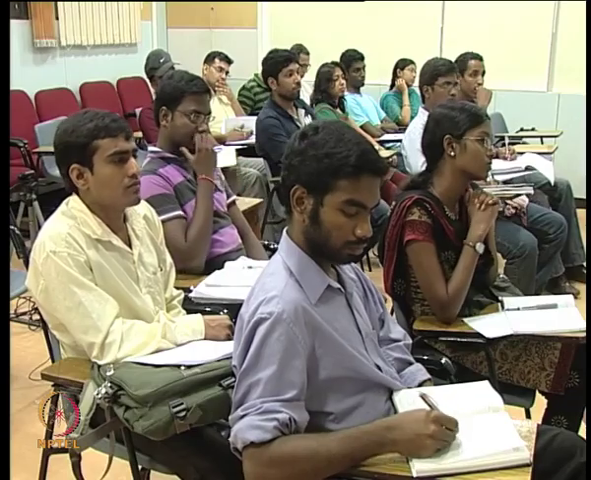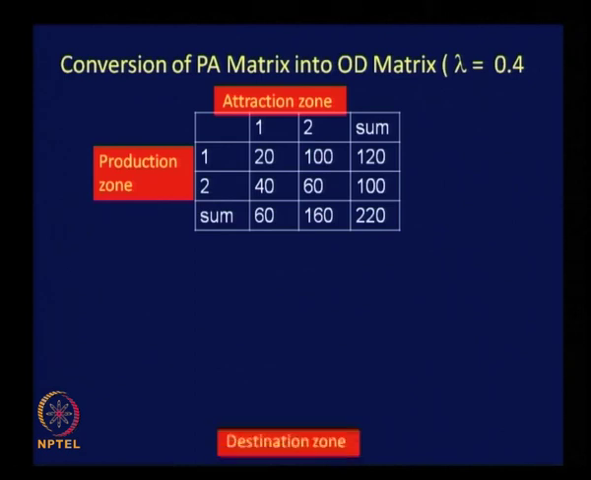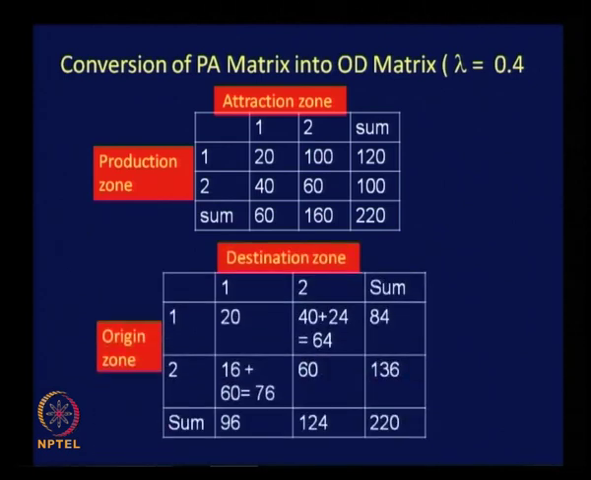Let us say we are interested to know the value of T1-2. What do we do? Lambda times T12 plus 1 minus lambda times T21, isn't it? So, that will give you the value for this particular cell in OD matrix. So, that is what I have done here. 20 remains unchanged and 100 becomes 64 here, cell value of 100 has become 64.